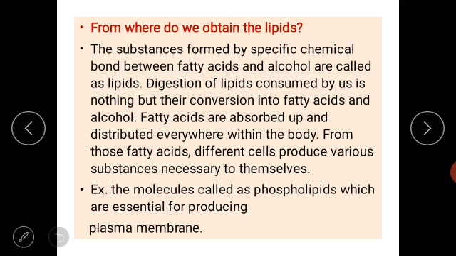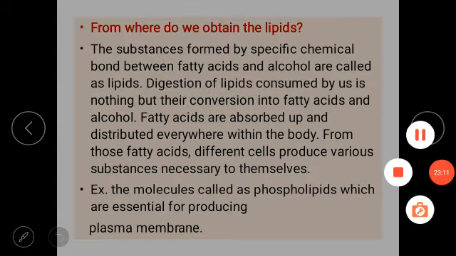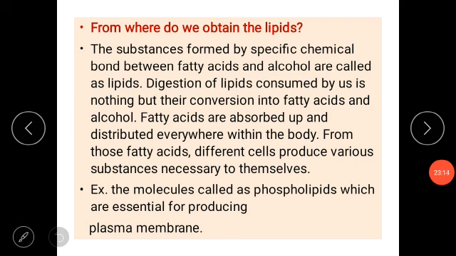Now in case of lipids, from where do we obtain the lipids? Lipids are also available freely and very easily. So the question arises: what is the use of lipid? The substance formed by a specific chemical bond between fatty acid and alcohol is called lipid. So the bonding of fatty acid and alcohol together forms the lipid. And what is the function of the lipid in the body?